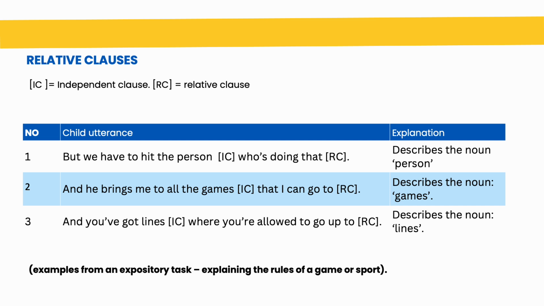And you've got lines where you're allowed to go up to. So again, where you're allowed to go up to is a relative clause. It tells us more about lines. And what you can see, they're all finite clauses because there's a new subject. So in number 1, who, in number 2, I, and number 3, you.